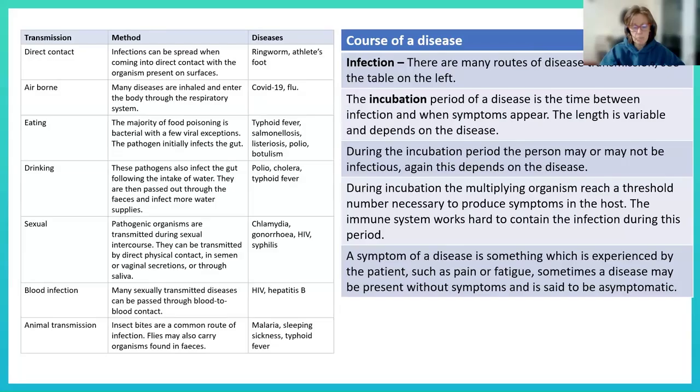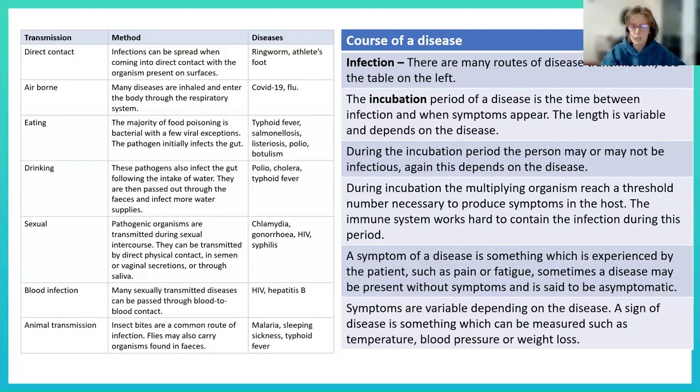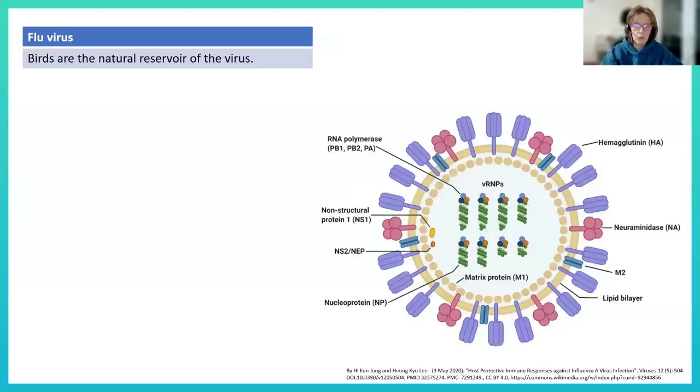It is possible to carry a disease and be asymptomatic, as we know from that COVID outbreak a few years back. Some people had it and they had no symptoms, but they were still able to spread it. So that's particularly concerning as well. So symptoms are very variable depending on the disease. They're very variable depending on the individuals that are infected with the disease. A sign of a disease is something which is measurable, like temperature, blood pressure, or weight loss. Symptoms are things that might not be, like fatigue. While we're here, honourable mention for flu, because it is such a huge problem for us humans.